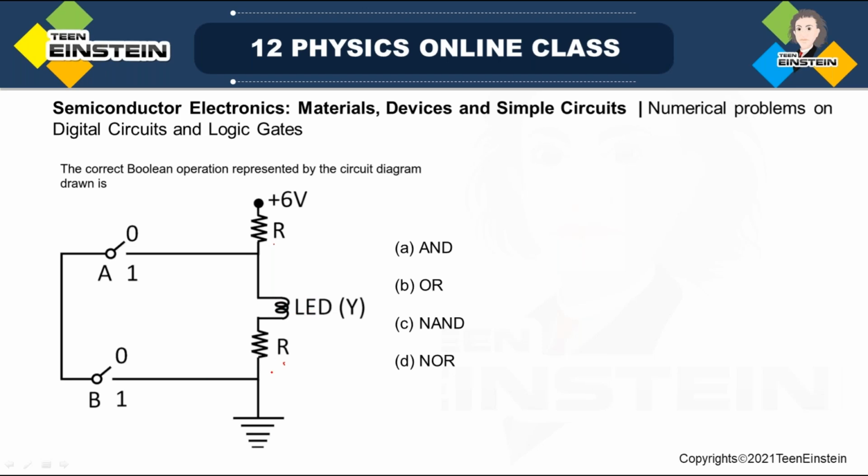So this is one path for the current to flow, because this is the positive terminal of the battery, 6 volt, and this is the ground part. Okay, so this has high potential, this is at lower potential. So if I don't have these things, then current will directly flow through this, then LED will be glowing, right?